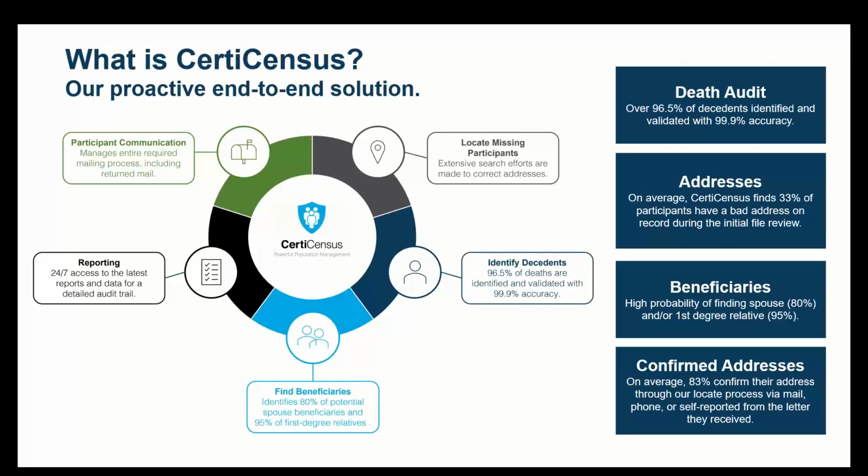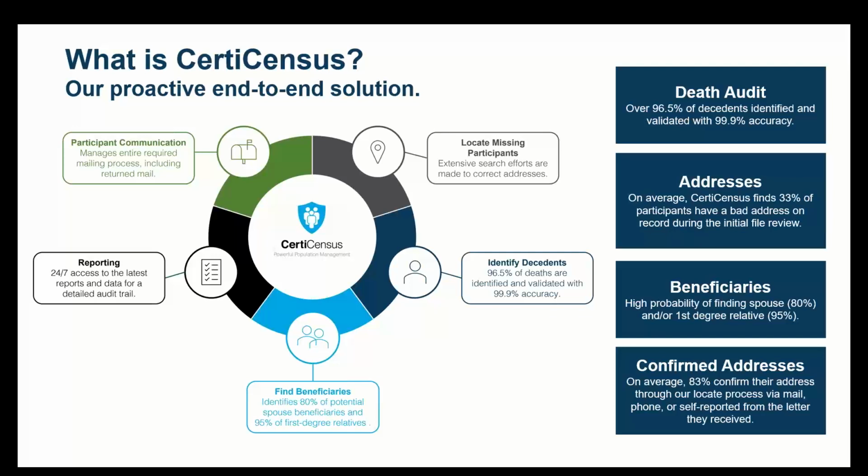We also find on average, nearly 33% of all participants have bad addresses on file when we review them and upload that file. That could mean a lot of important information that is never getting to those participants if you aren't using CertiCensus or some type of locate service. The way CertiCensus helps with all these problems is we've essentially provided a best practice process to address missing participants.